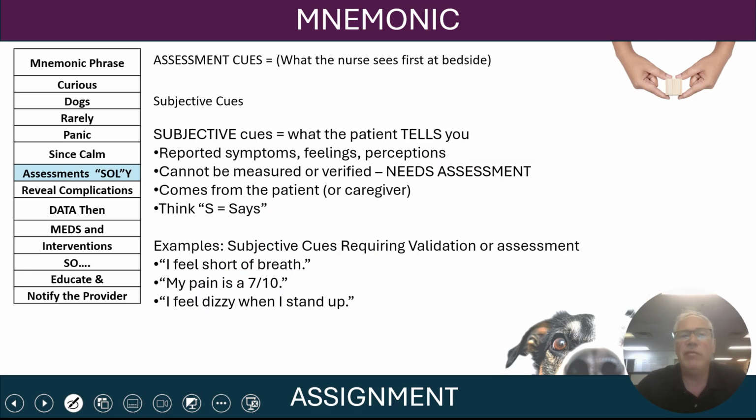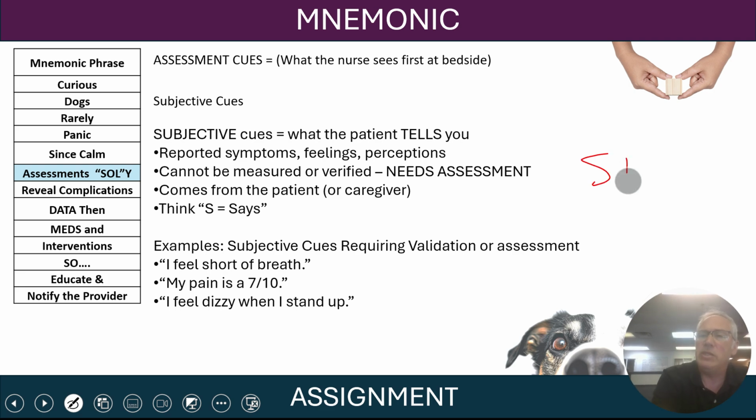Next step is to reveal. The assessment cues is what the nurse first sees at the bedside. We're going to break it down. So subjective cues is what the patient tells you. So reported symptoms, reported feelings, perceptions, they can't be measured. They require further validation.